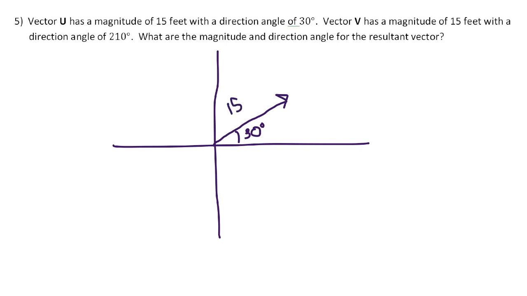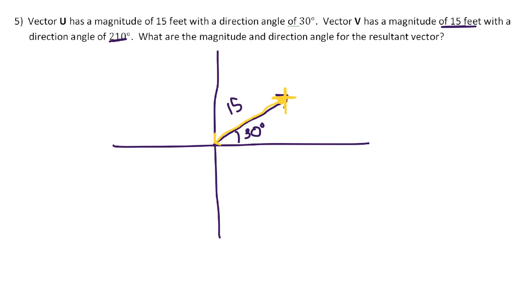And then vector v has a magnitude of 15 feet with a direction angle of 210. Oh, well, we need to keep in mind we have to start where this last one stopped. So I'm going to draw an xy axis to help me pinpoint, well, where in the world is 210 degrees? 210 degrees is right here. And it's really going to retrace our steps. We're going to end up right back where we started.